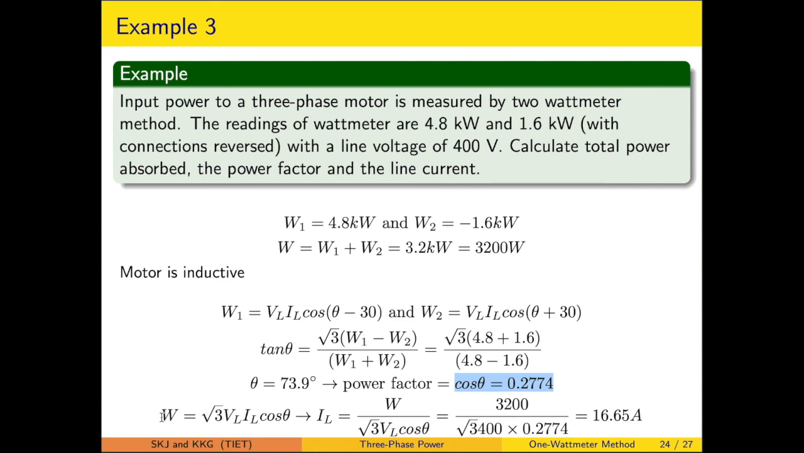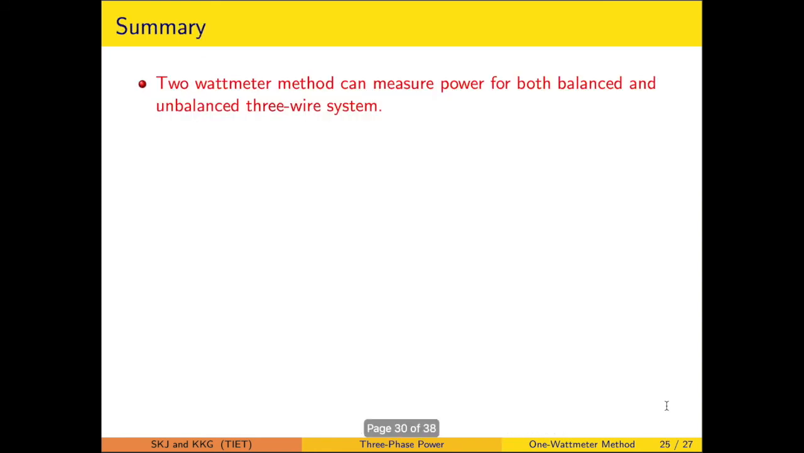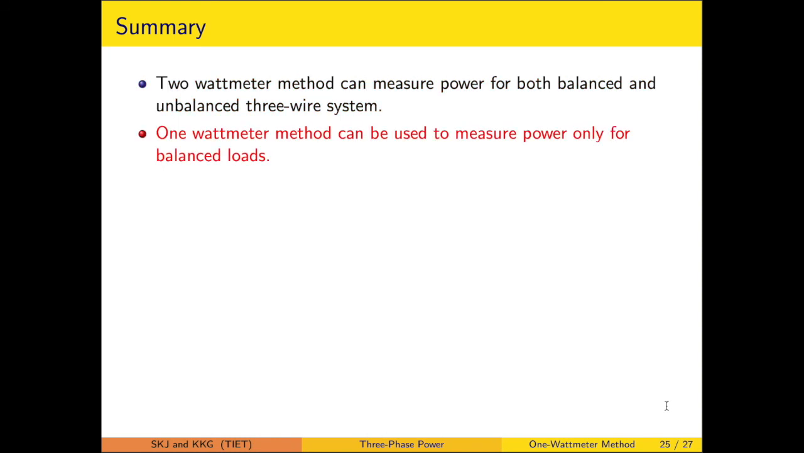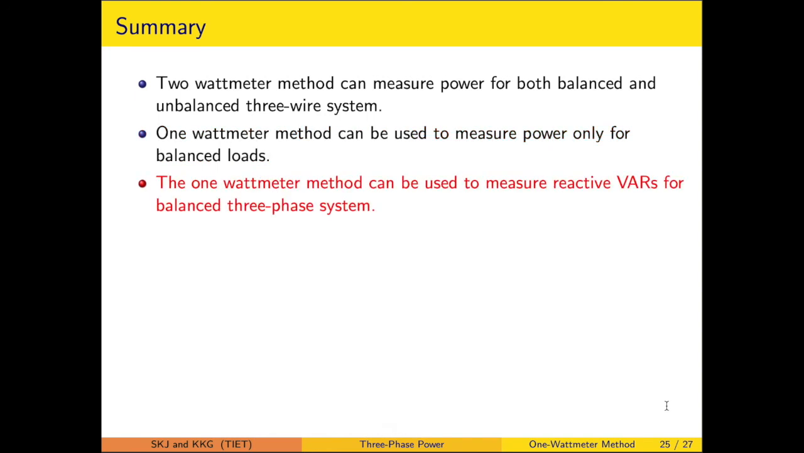Now with this relation you can calculate the IL, and that IL is coming out to be W upon root 3 VL cosine of theta, and that value is 16.65 ampere. So as a summary, the 2 wattmeter method can measure power for both balanced and unbalanced 3-wire systems, that particular has been highlighted. 1 wattmeter method can be used to measure power only for the balanced system. 1 wattmeter method can also be used to measure the reactive power of the balanced 3-phase system, and this is done by a single measurement.